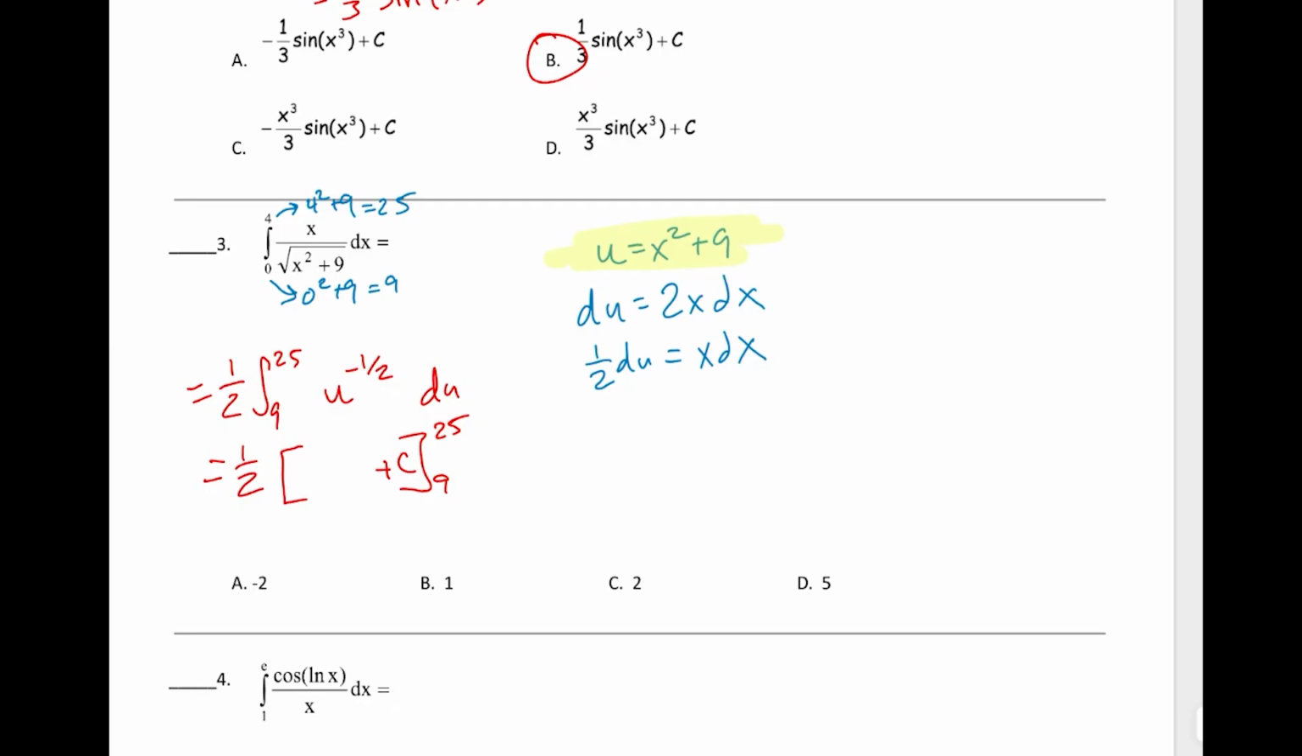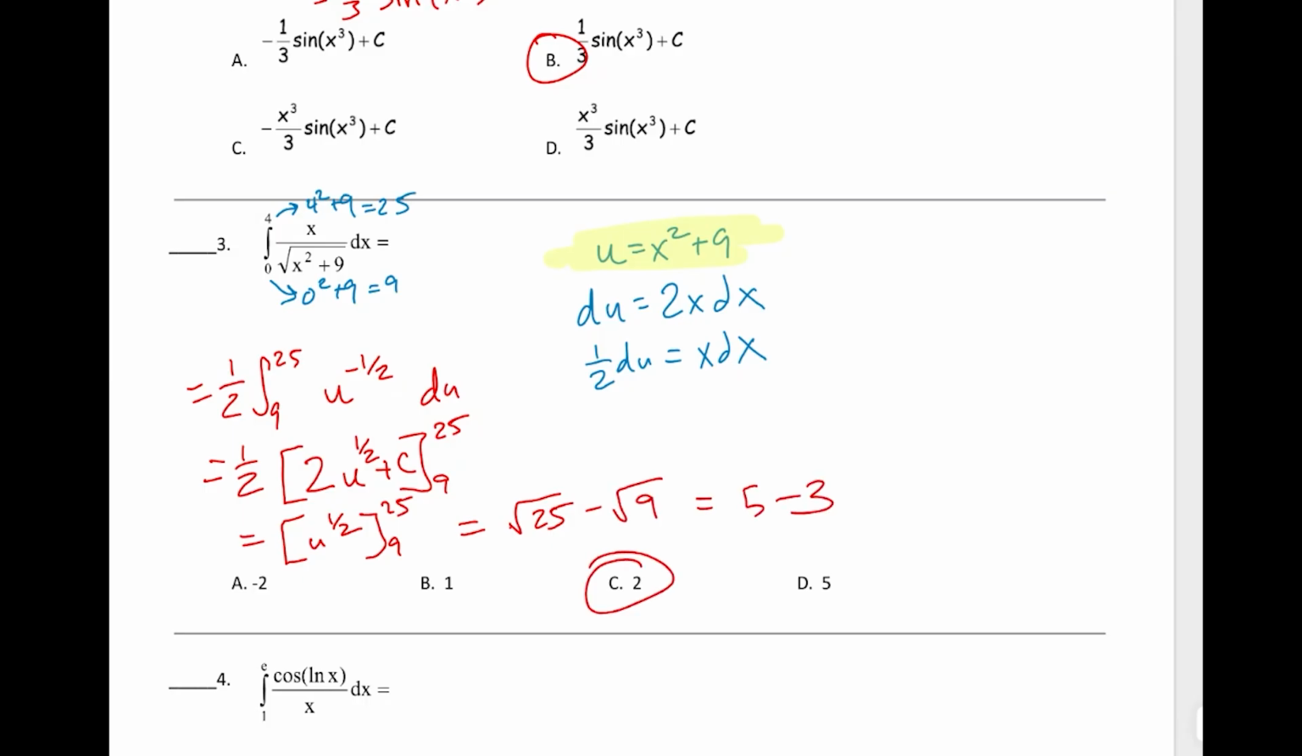So to get those antiderivatives, I need to increase that exponent by 1 using that anti-power rule, and then divide by 1/2, which would be the same thing as multiplying by 2. Notice here 2 times 1/2 is just 1, so I can simplify this quite a bit and just rewrite this as u to the 1/2 from 9 to 25, because we know the c's are going to cancel out as well. So this is just going to be the square root of 25 minus the square root of 9, which would be 5 minus 3, which is 2.